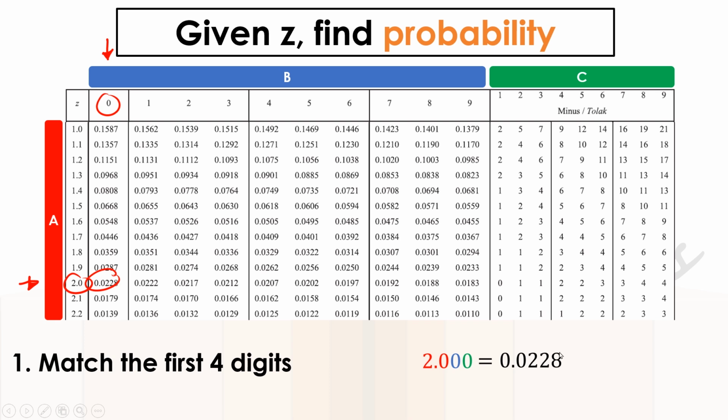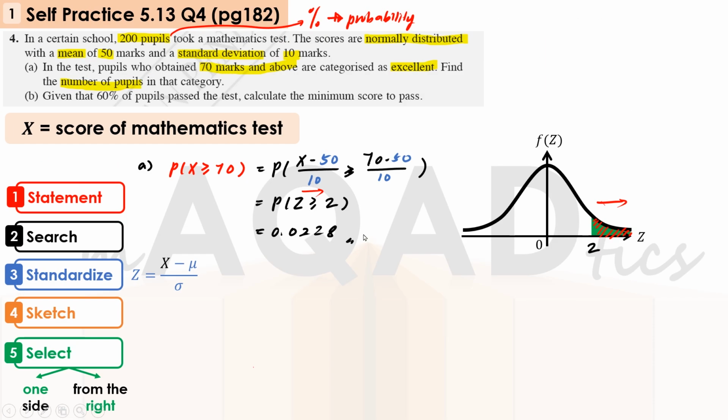0.0228. Then the second step is minus, but this one we can skip because the fourth digit is 0, and in section C you cannot see 0. So if it's 0, we can just ignore. Once we have the probability, we can change it to percentage form and multiply by 200 to get the number of excellent pupils.